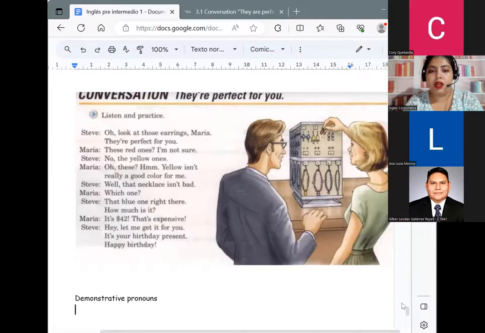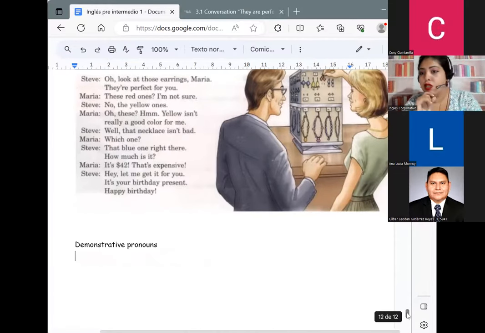Okay, we're going to see what the demonstrative pronouns are, and you are going to recognize the words that we have in the conversation. A través de lo que vamos a ir viendo sobre los demonstrative pronouns, ustedes van a entender cuáles son las palabras o cuáles son los demostrativos y dónde están ubicados en la conversación.